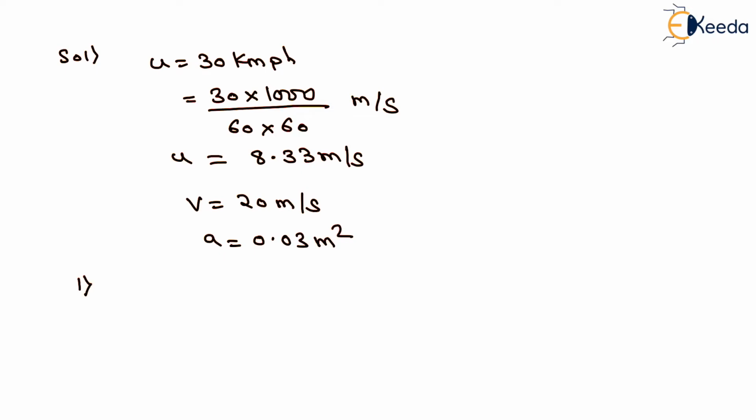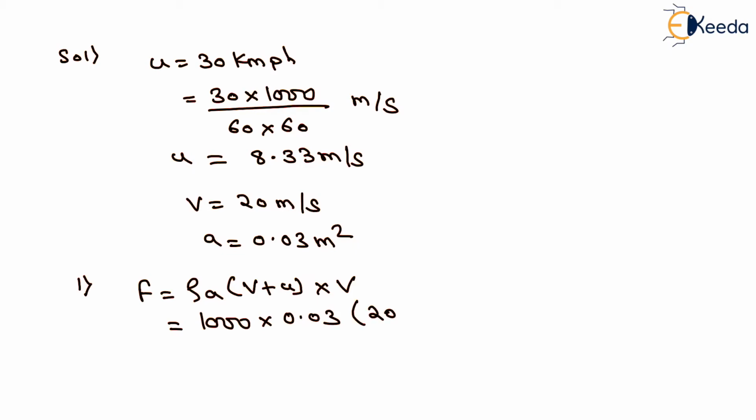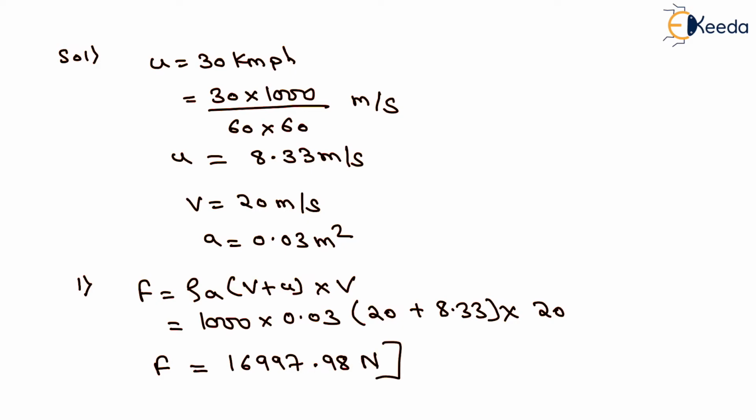Now the first quantity which we have to calculate is the propelling force, which will be equal to rho a (v plus u) into v. Now we have to put the value of rho, that is 1000 kg per meter cube for water. The value of a is given in the question, that is 0.03. The value of v is also given, that is 20. The value of u which we had computed, that is 8.33, multiplied by the value of v, that is 20. After solving this, we will have the value of propelling force equals 16997.98 Newton. That is the value of propelling force.